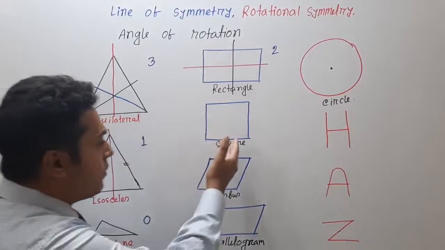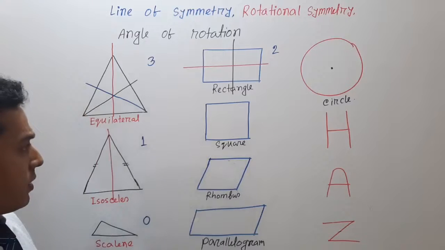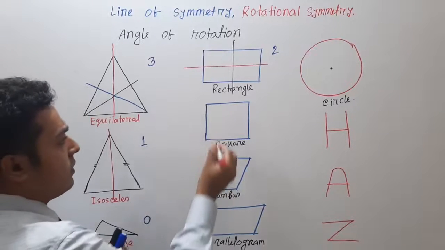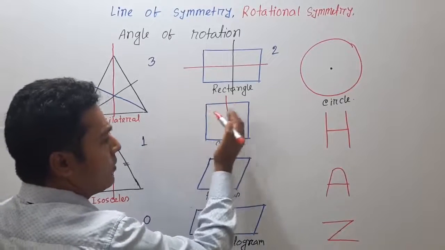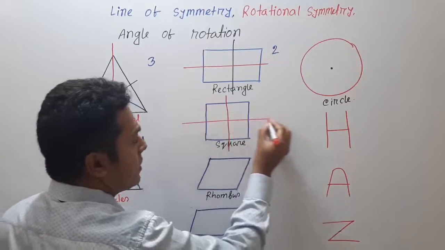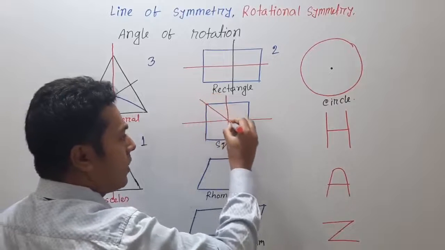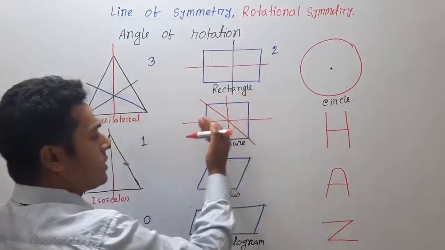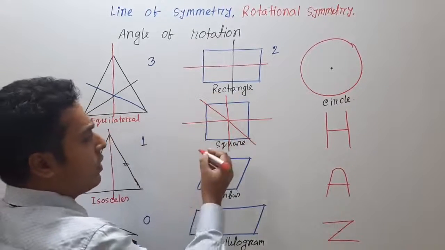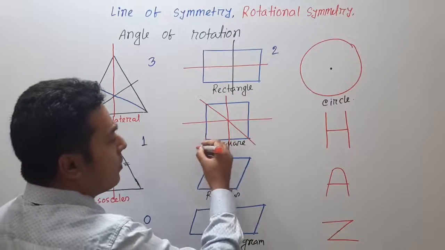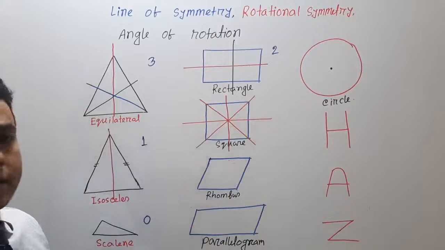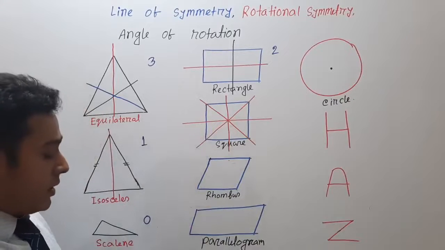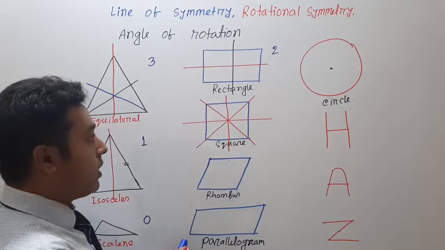Okay, but for the square, according to this line it has a line of symmetry and both sides overlap each other, and also along the diagonal, this half and this half exactly overlap each other. And according to this line also. Okay, so the square has 4 lines of symmetry.